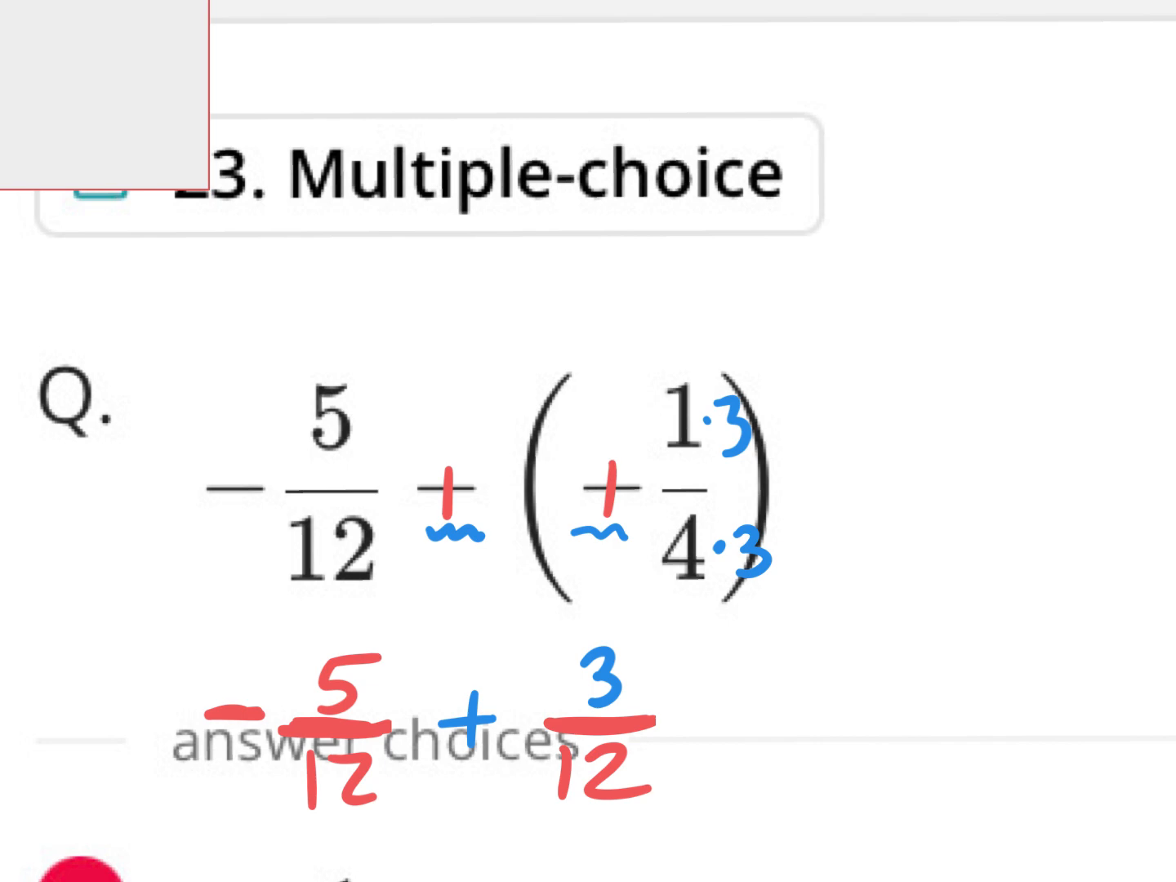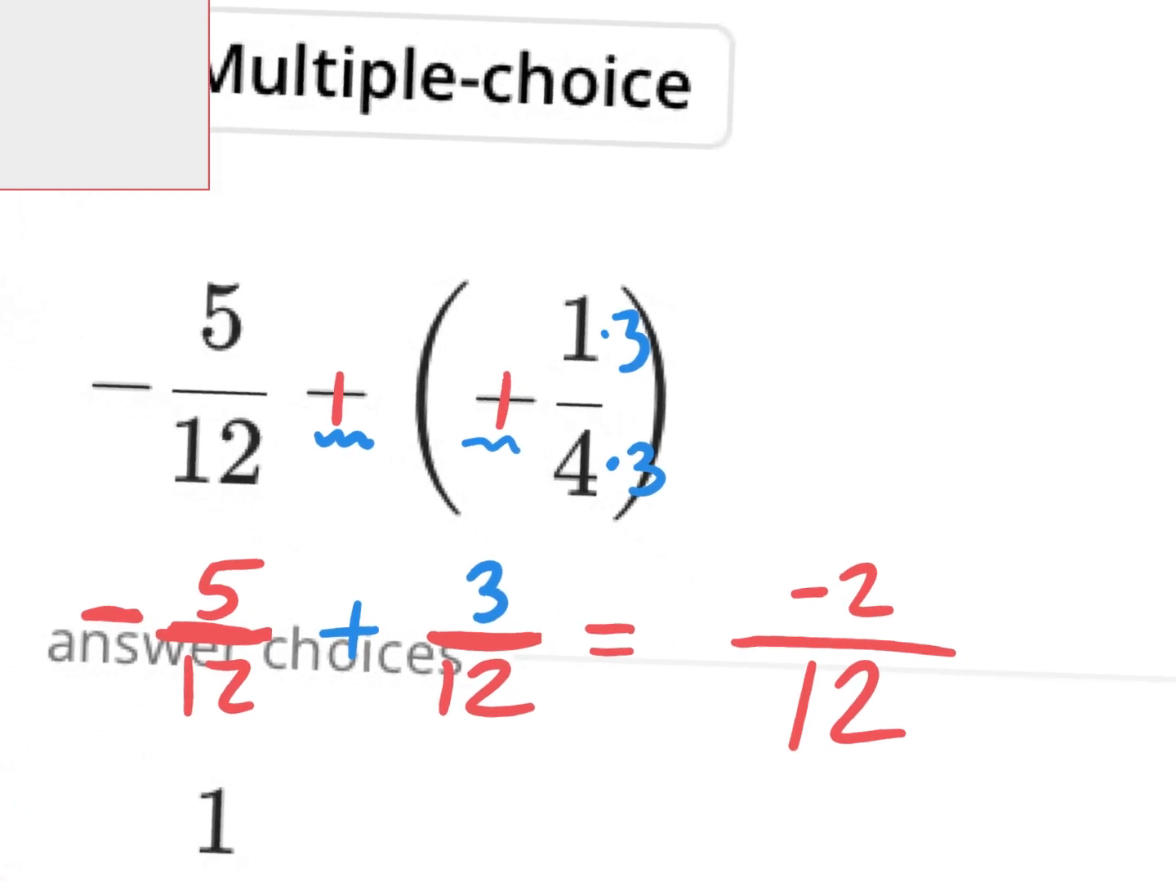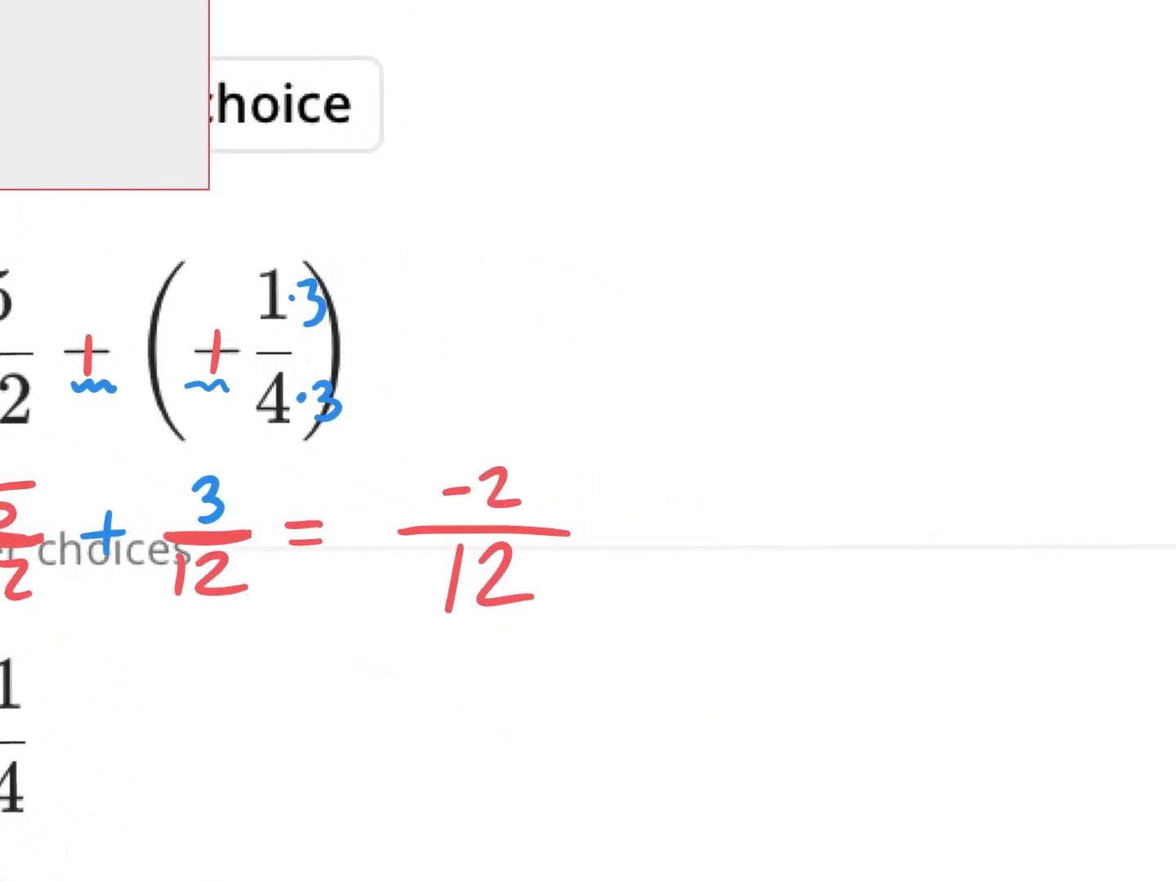But now that we have a common denominator, our answer will be over that common denominator 12. So what is negative 5 plus 3? Negative 5 plus 3 is negative 2. So there's our answer. However, we could reduce that answer. I know both numerator and denominator are divisible by 2. Divide by 2, divide by 2. Your answer will be negative 1 over 6.